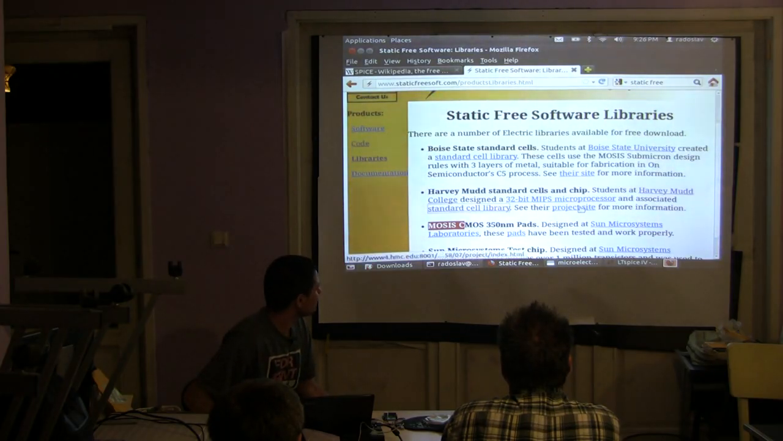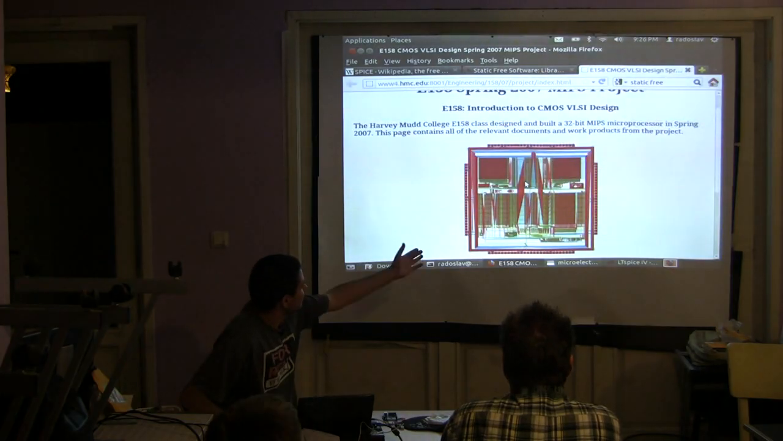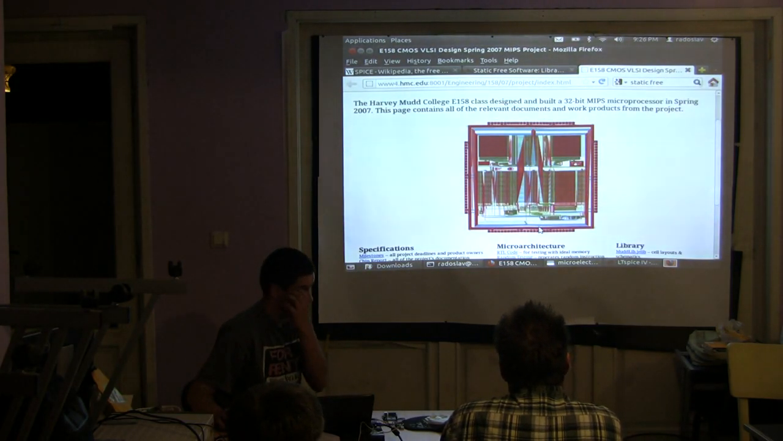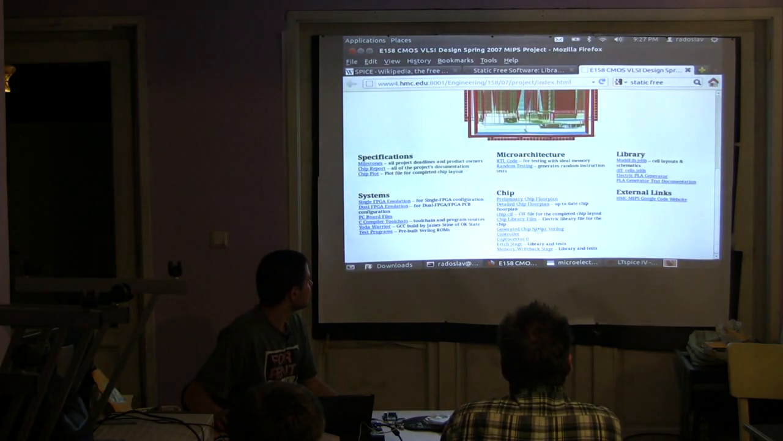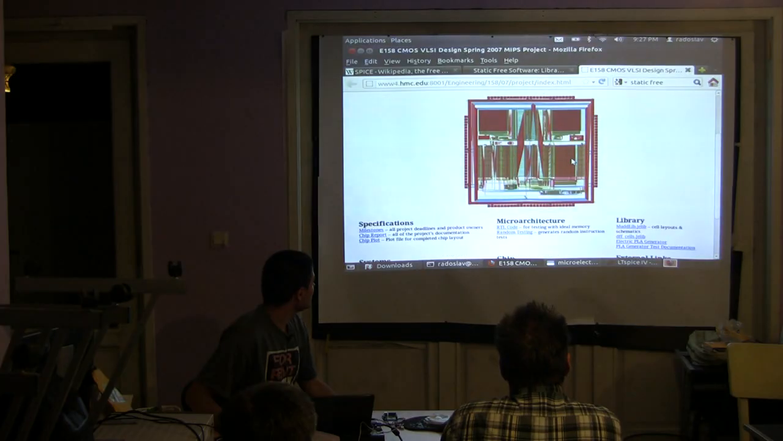Okay, project site. Here you can see the project. It's actually the processor and its layout view. The simulations, so 32-bit. It's okay.